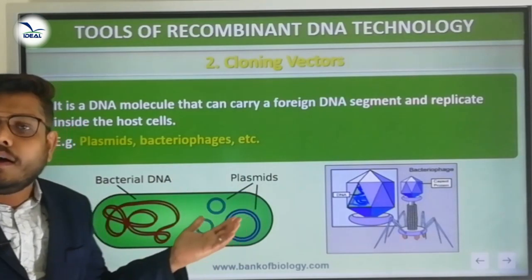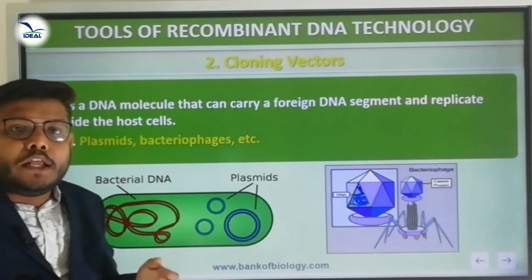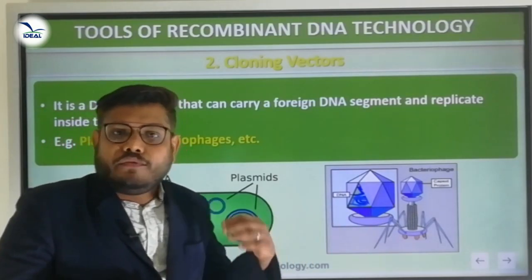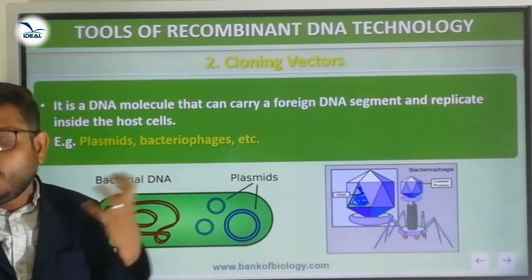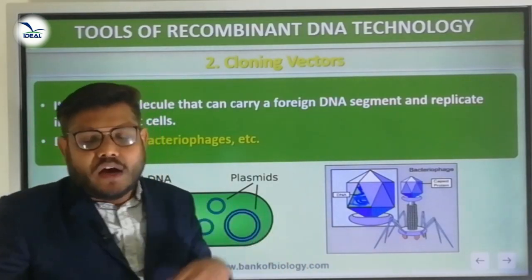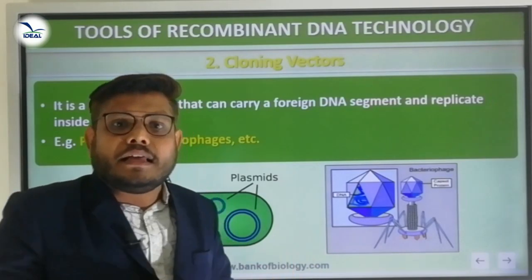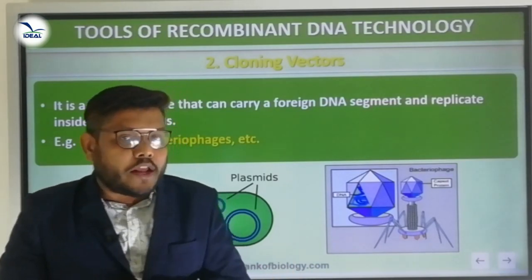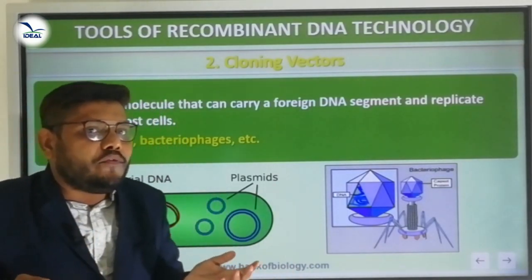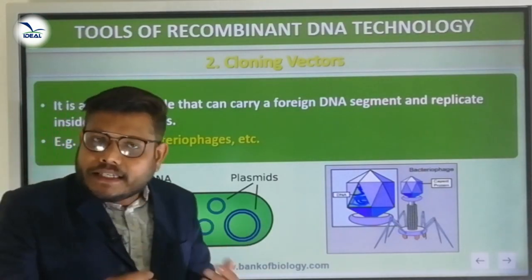Terminology that is called a cloning vector. What is a vector? It's a vehicle to carry a foreign gene from one cell to another. That is called a vector. So we can call it a cloning vector or cloning vehicle. Bacteriophages and plasmids are the commonly used cloning vectors. What is a bacteriophage? The virus which infects the bacteria is called a bacteriophage.